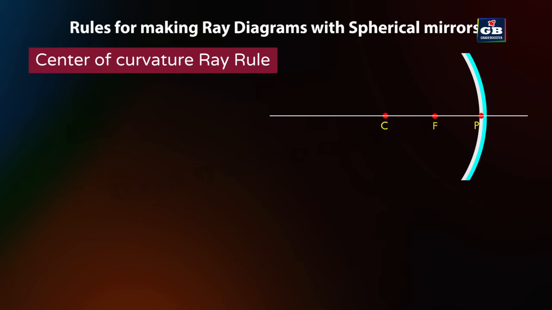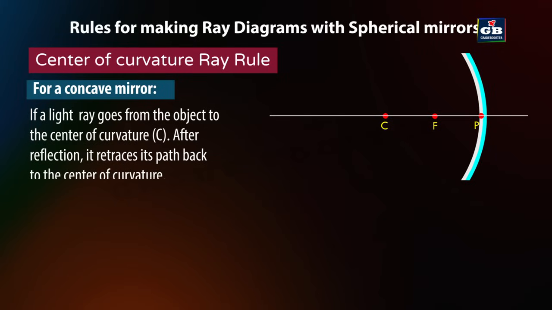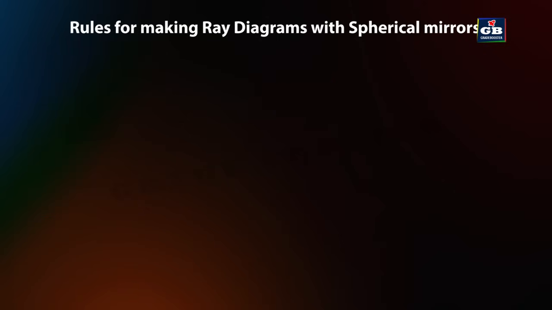Center of curvature ray rule. For a concave mirror, if a light ray goes from the object to the center of curvature, after reflection, it retraces its path back to the center of curvature. For a convex mirror, if a light ray is directed in the direction of center of curvature, after reflection, it retraces its path back.